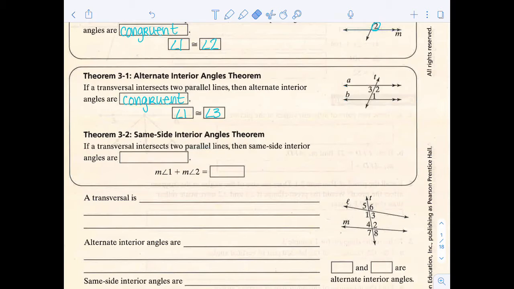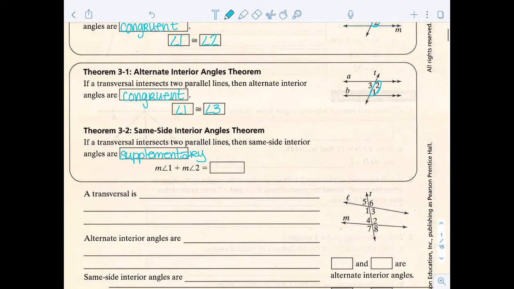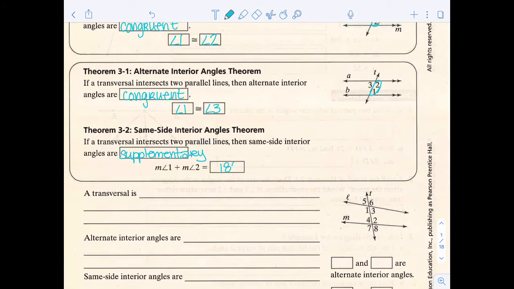Okay, so then if we're looking at Theorem 3.2, the Same Side Interior Angles Theorem, if a transversal intersects two parallel lines, then the same side interior angles are supplementary. Remember, supplementary means they make a straight line, so they add up to 180. So here, these two are inside the parallel lines and on the same side, so angle 1 and angle 2, if you add them up, would have to add up to 180 degrees.